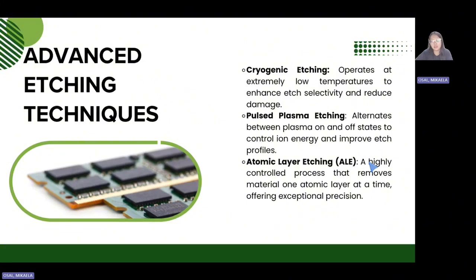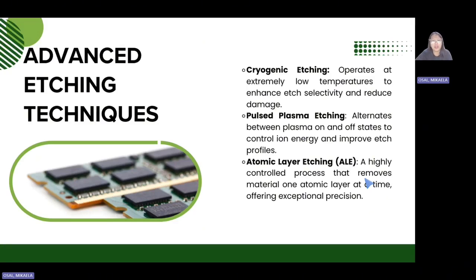So second one is pulse plasma etching. In this technique, the plasma is alternated between on and off states in pulses. So this allows for fine control over the ion energy during etching, improving the etch profile and reducing unwanted side effects like surface roughness or lateral etching. So it is particularly useful for creating high fidelity, sharp features.